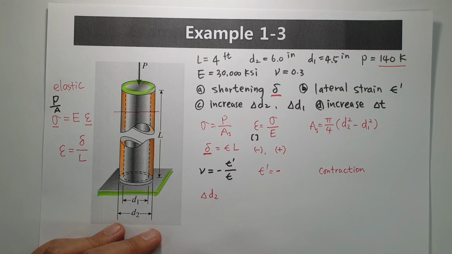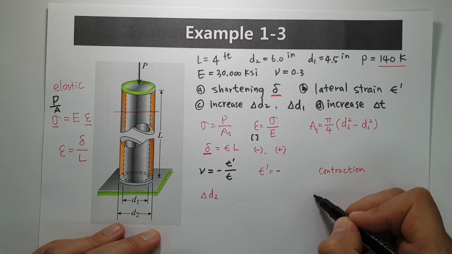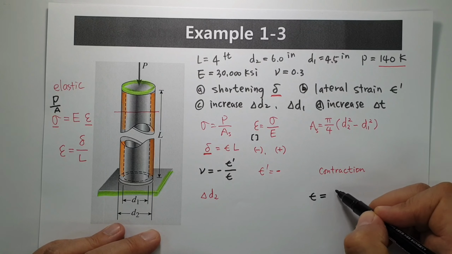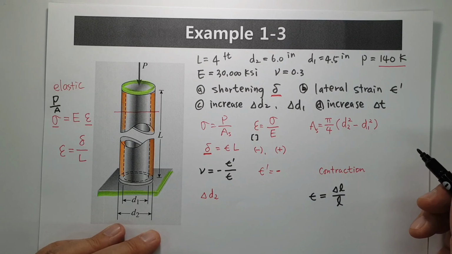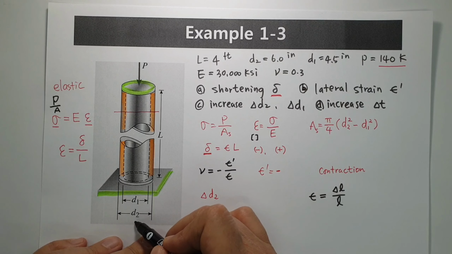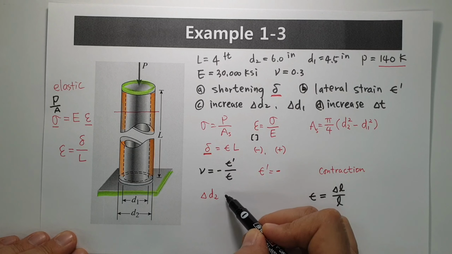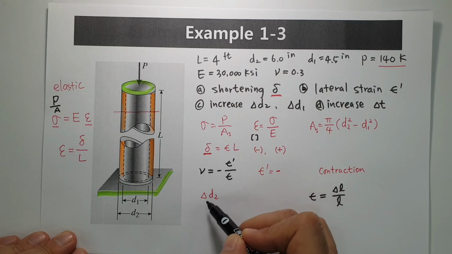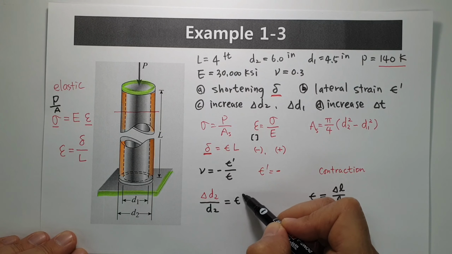Can you remember this relationship? Epsilon is what? Change of length, delta L over original length. Okay, delta D2 means outside diameter, this one, outside diameter. Then this one is given delta D2 over original D2 equals what? Epsilon prime.